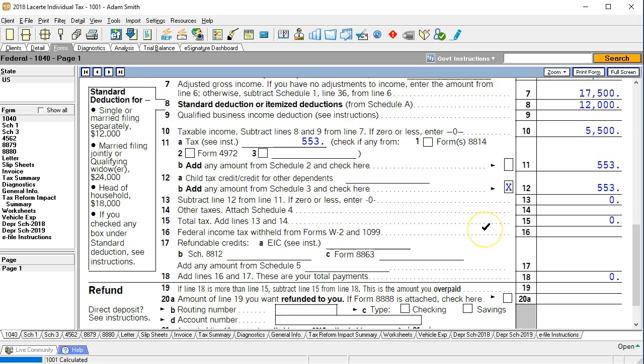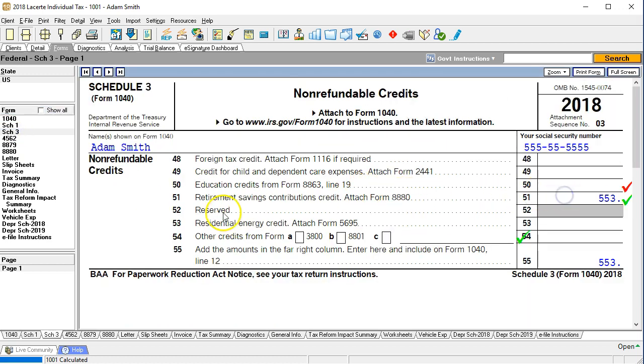Now, there's another benefit possibly, which includes the credit. So that's what we're considering here on line 12. Now, the credit is being limited to take us down to 0. So now this 553 that we would still owe, or have a liability of, is being taken down by the credit over and above the deduction. And that's reported on Schedule 3. So we have this retirement savings credit, and we could see attach 8880.